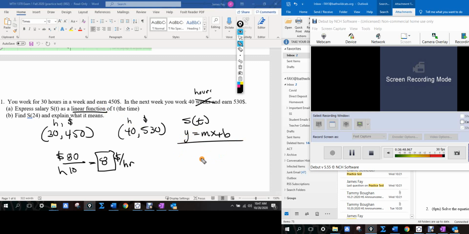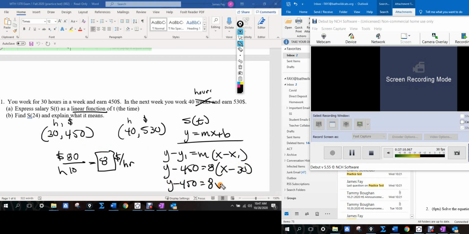you don't know B, so you've got a couple different ways of doing this, but I would use this. Right? You guys remember that? And I'm going to go y minus 450, because that's y1. m was 8. x minus x1, which would have been 30. So y minus 450 equals 8x minus 240. Add 450 to both sides. And I've got my y, right?